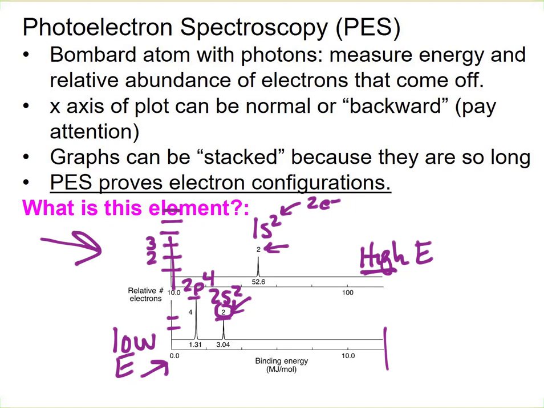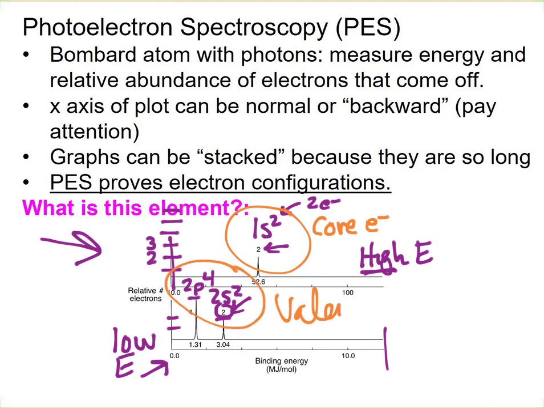So what this is showing us is that this is a core electron, and these right here are valence electrons. So we can see valence electrons don't take as much energy because they're further away from the nucleus, so the nuclear attraction is less. And what is this element? Well, 1s2, 2s2, 2p4, this is oxygen. So you can identify the element from the PES chart.